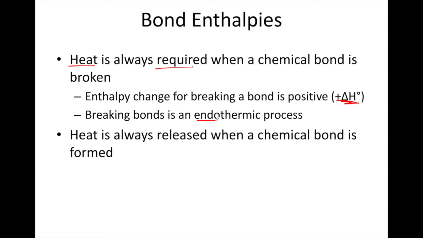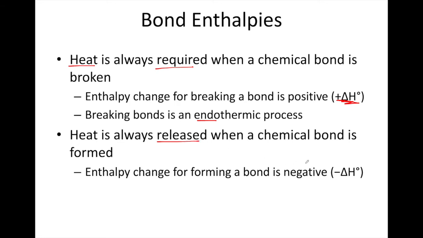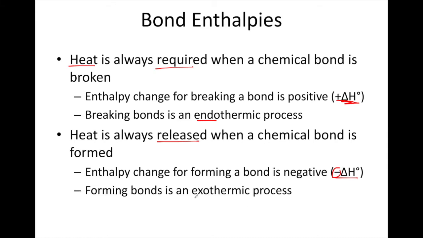Now, of course, the opposite would be true. Heat is always released when we form a chemical bond. So the enthalpy change for forming a bond would be a negative delta H because we are releasing heat, and therefore the negative sign means heat is flowing out of the system into the surroundings. So forming bonds is always an exothermic process. Now, if it requires, let's say, 436 kilojoules per mole to break a hydrogen-hydrogen bond, then it releases that same amount, 436 kilojoules per mole, when we form that hydrogen-hydrogen bond.